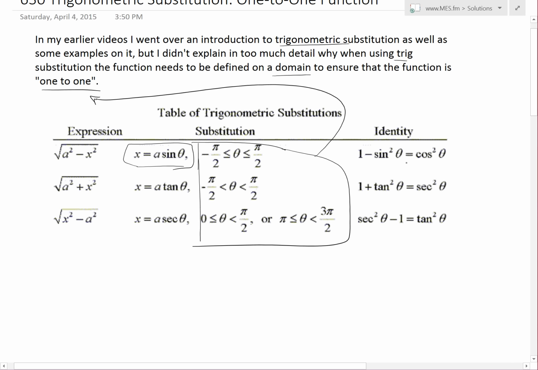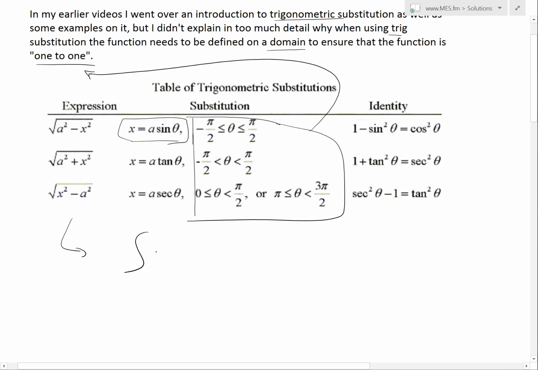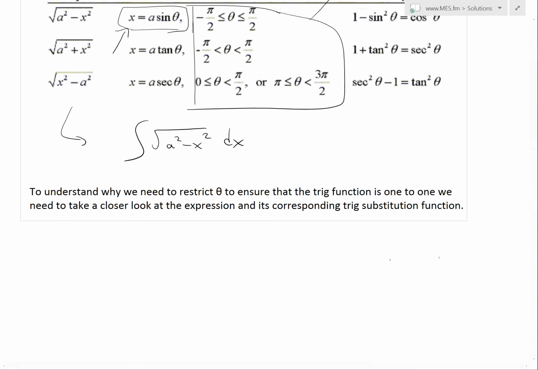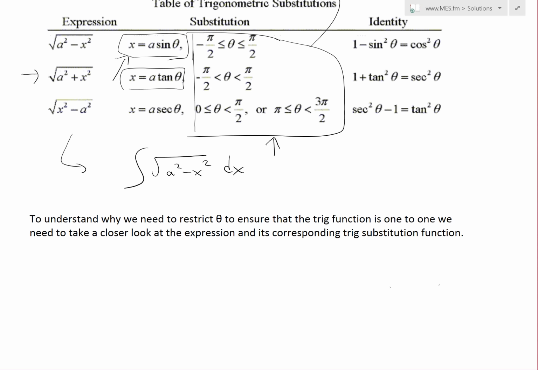And also this identity is what we'll use in the trig substitution. For example, if we have something like the integral of a squared minus x squared dx, then we could apply this trig substitution. Now, to understand why we need to restrict theta like this to ensure that the trig function is one-to-one, we need to take a closer look at the expression and its corresponding trig substitution. Also, in this table, if you had an expression like this, you would apply this substitution with this restricted domain, and then for this one, you'll have this one. I'll cover these all soon.